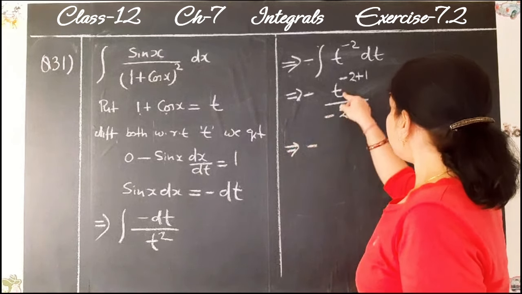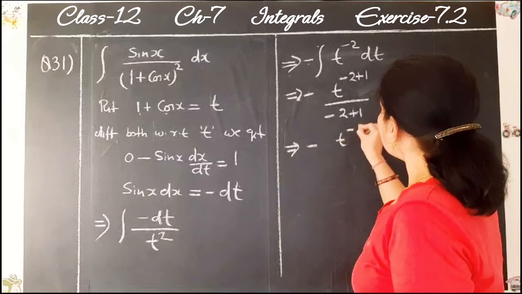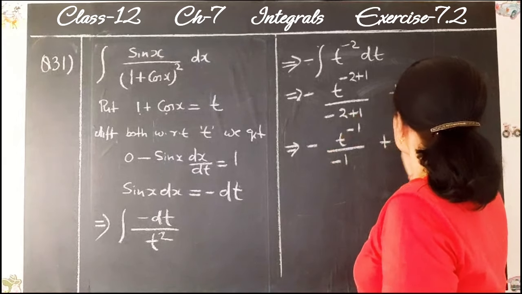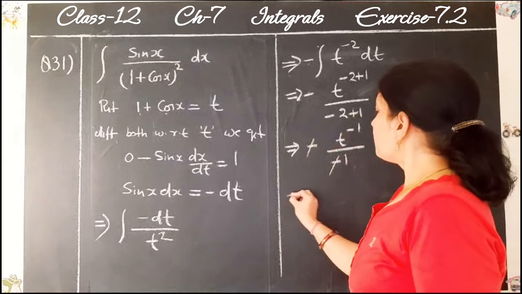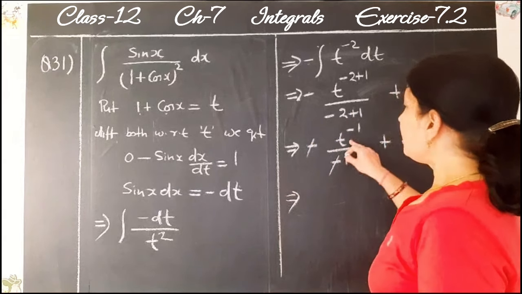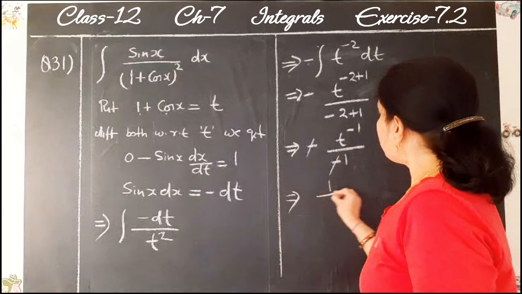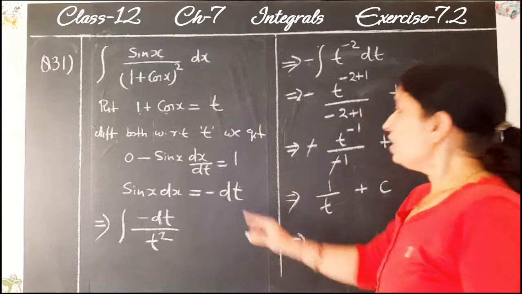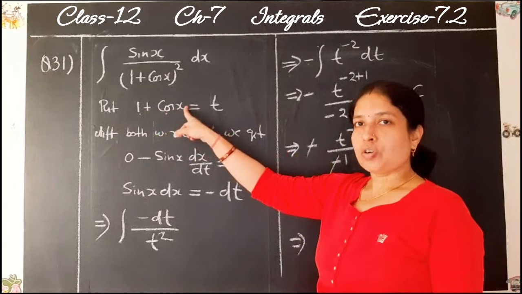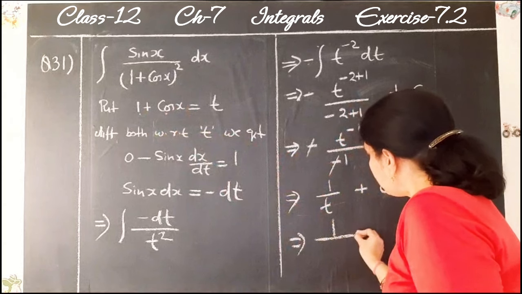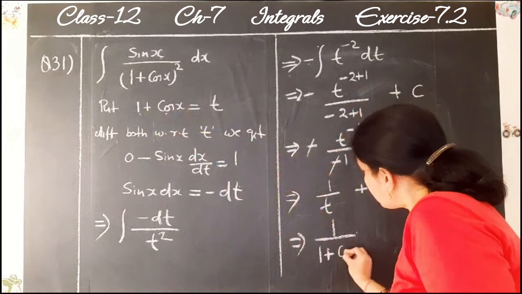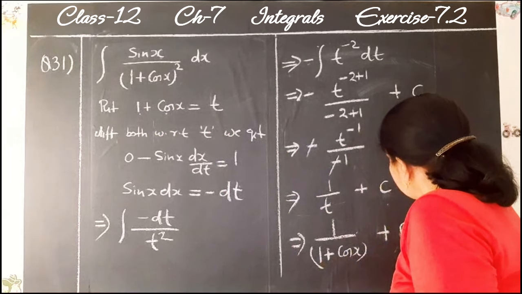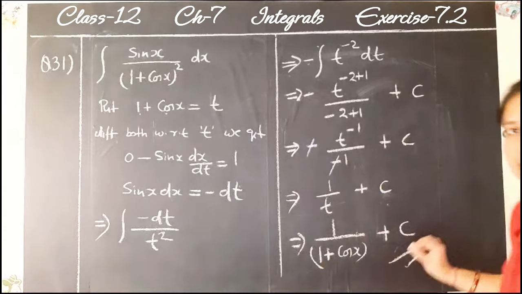Write this minus and here it will be t to the power minus 1. Here minus 2 plus 1 will be minus 1, plus constant c. So this minus and this minus become plus. So here t to the power minus 1, so we can write 1 by t plus constant c. Now put the value of t. t is equal to 1 plus cos x. So write here 1 by 1 plus cos x and write this constant as it is. So this is our answer.